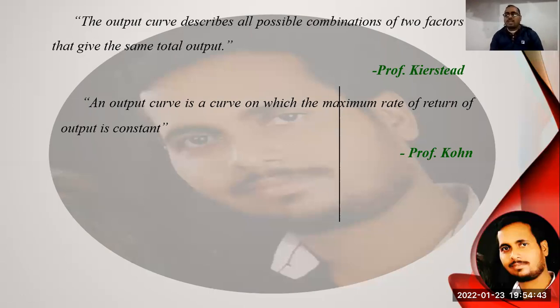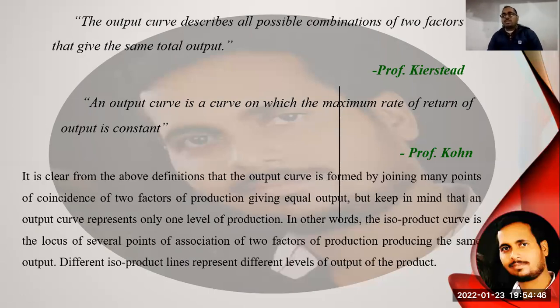So in notes, students, while studying these two definitions, we must say that it is clear from the above definition that the iso product curve is formed by joining many points, or many combinations, of two factors of production giving equal output. But keep in mind that an iso product curve represents only one level of production. In other words, the iso product curve is the locus of several points of allocations of two factors of production producing the same amount of output.